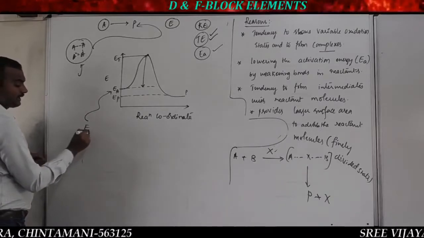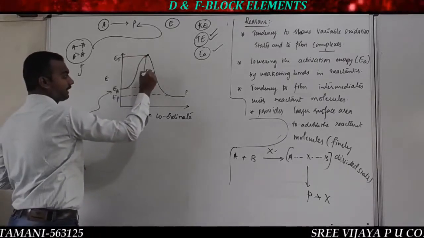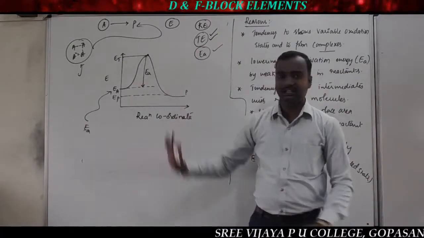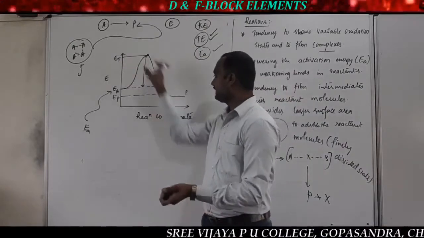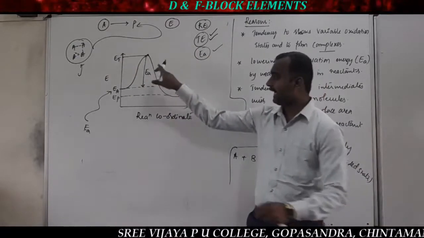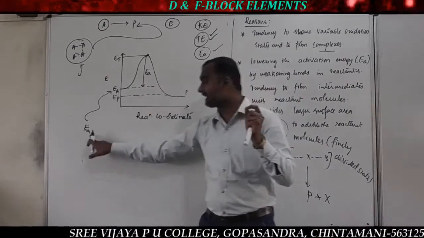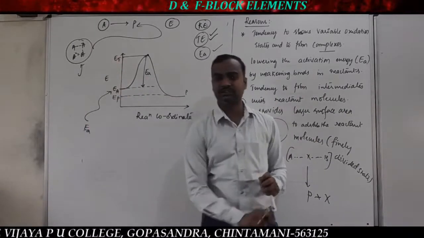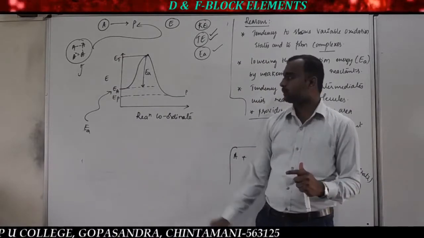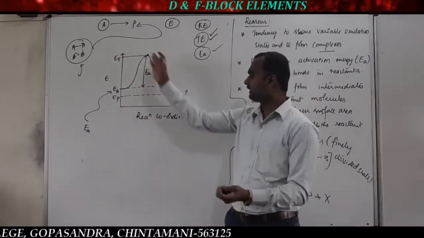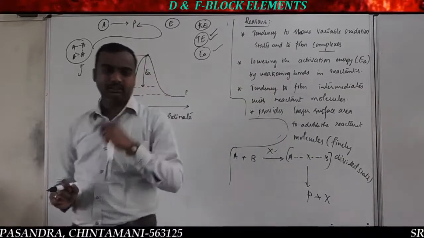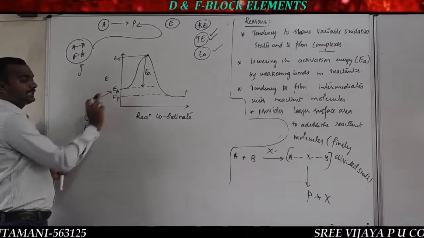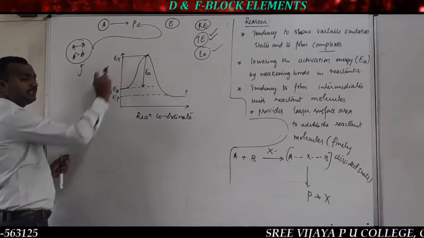That energy is called activation energy. This energy, we call it activation energy. So what happens, the molecules get activated and they start to collide with each other and finally give the product. So activation energy is the minimum extra energy required by the reactant molecules to reach threshold energy. When they have reached threshold energy, they start to collide with each other and finally give the products. So I think it's clear. Activation energy is the minimum extra energy required by the reactant molecules to reach the threshold energy.